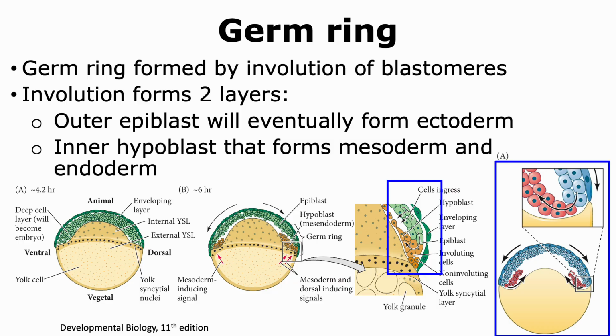Now, when we look at the final figure, that is showing the process of involution. In this case, the epiblast is shown in blue color. Those cells are going downwards to cover the yolk cell. But as they're going downwards, some of them are slid upwards also to form the inner hypoblast that is shown in red.